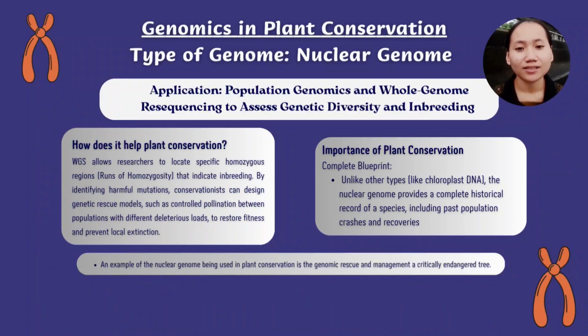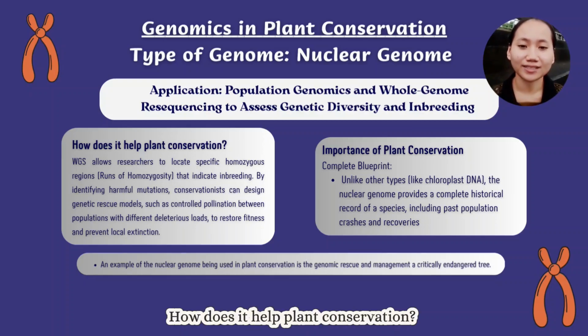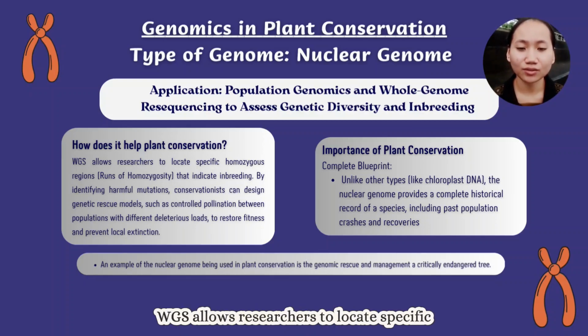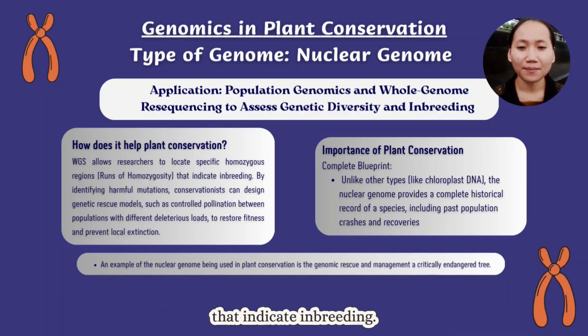Genomics in plant conservation. Type of genomic: nuclear genome. Application: population genomics and whole genome resequencing to assess genetic diversity and inbreeding. How does it help plant conservation? Whole genome sequencing allows researchers to locate specific homozygous regions, runs of homozygosity, that indicate inbreeding by identifying harmful mutations.